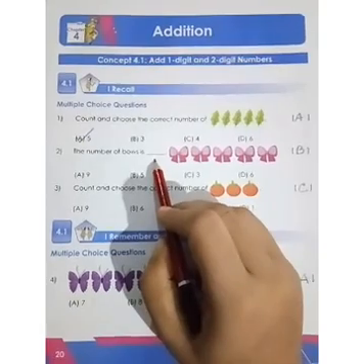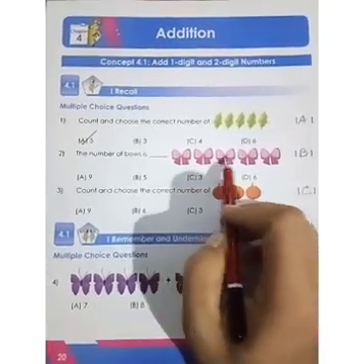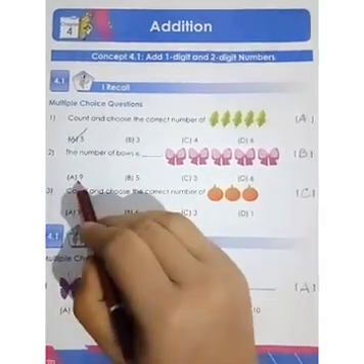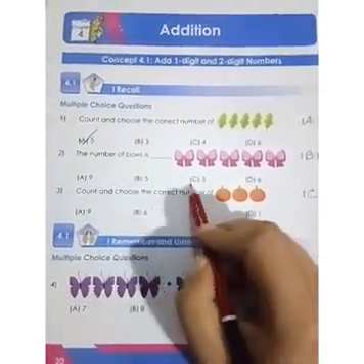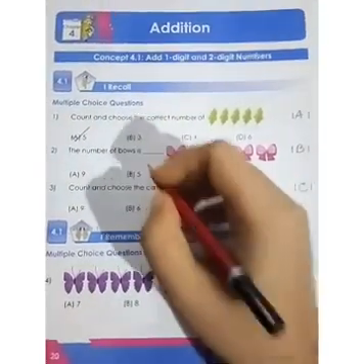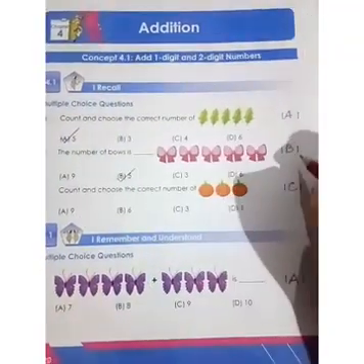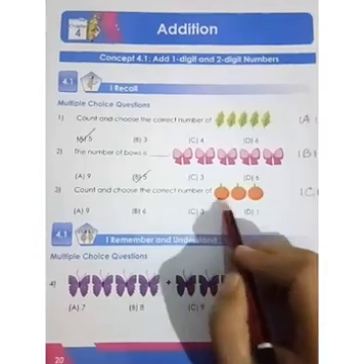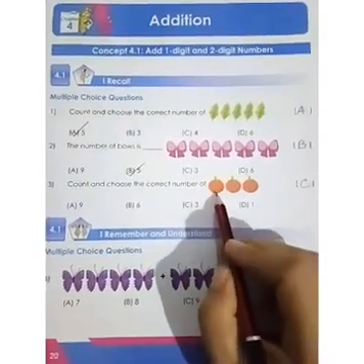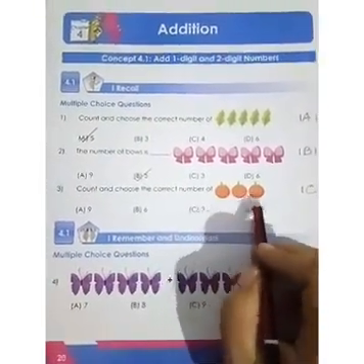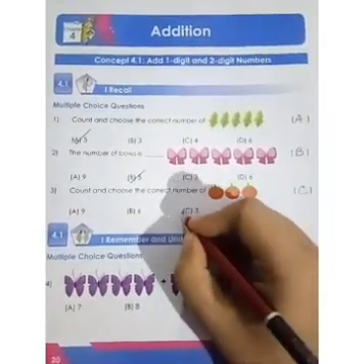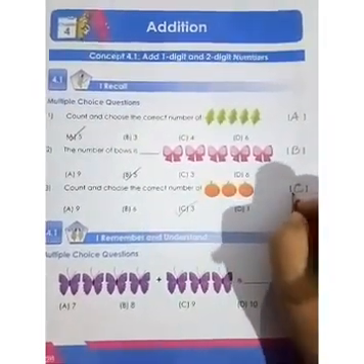The number of bows is 1, 2, 3, 4, 5. Again the number is 5. So the answer is here: A 9, B 5, C 3, D 6. So what is the correct option? B. So we are writing B here. Count and choose the correct number of, here what is given here? Tomatoes. Okay, so what is the number here? 1, 2, 3. So you give a tick mark in C and write C here.